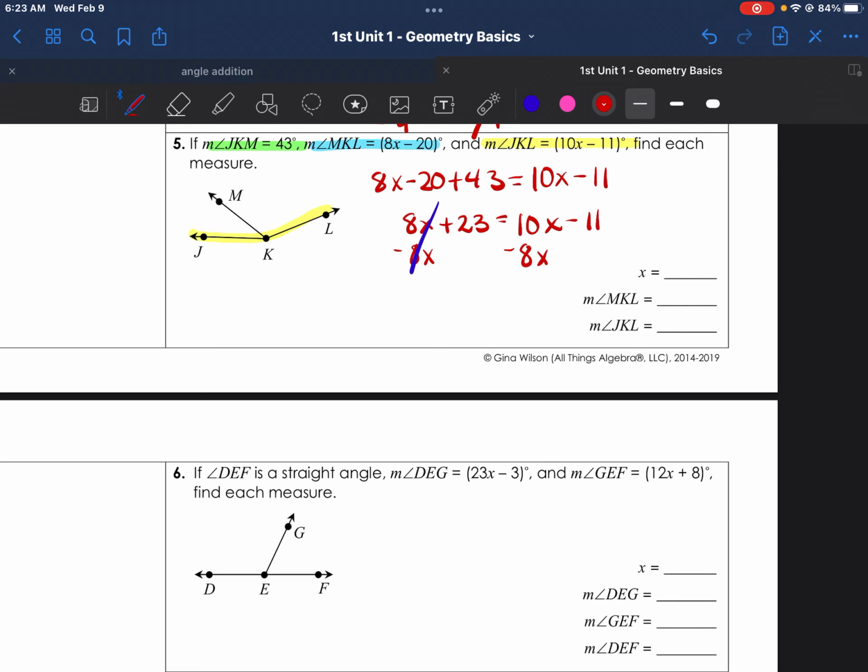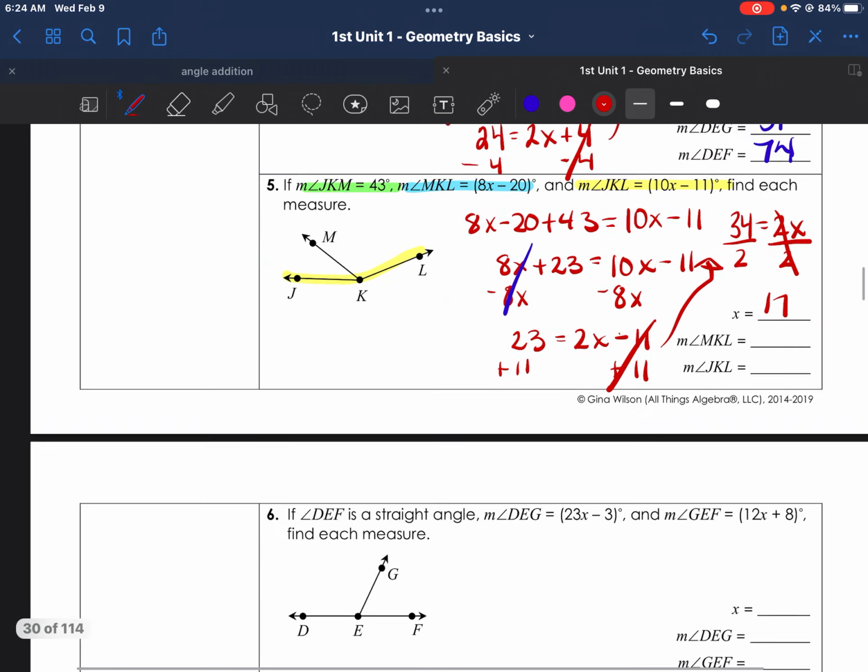So, on the left side, you should have 23 is equal to 2x minus 11. So that means you're going to add 11 to both sides. So now you have 2x is equal to 34. So 34 is equal to 2x. Divide both sides by 2. X is equal to 17.